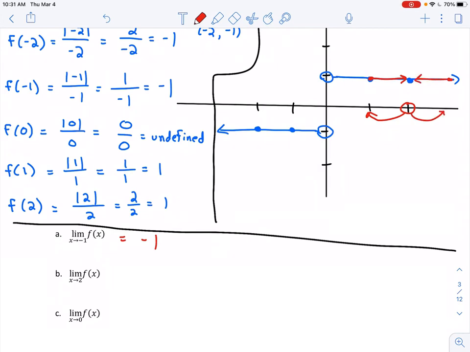We're pointing at that same point, that same y value right there of 1. So that means our limit must be 1. So okay, those two, not terribly exciting. We've seen a lot of examples like that so far.